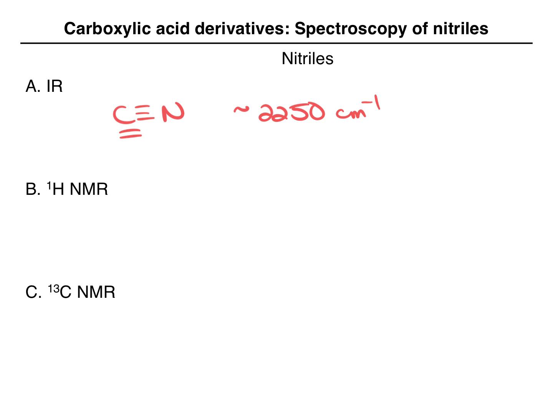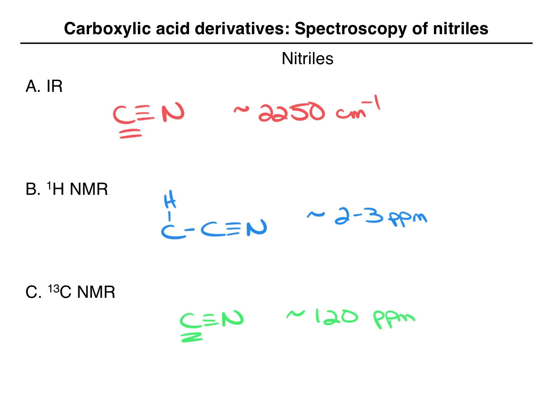For proton NMR, if we are looking for a hydrogen connected to a carbon that is connected to a nitrile, these tend to show up around 2 to 3 ppm. And for C13 NMR, the nitrile carbon tends to show up around 120 ppm. Next, let's take a look at an example.